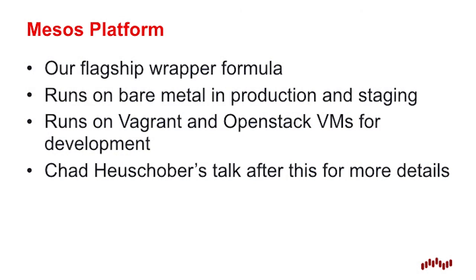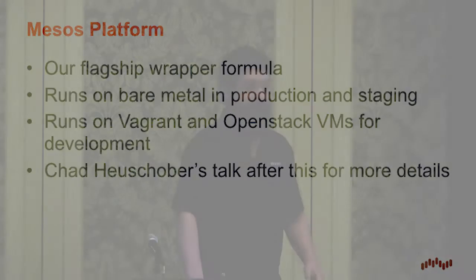And the Mesos platform was our flagship wrapper formula. It runs on bare metal in production and staging. It runs on OpenStack VMs and Vagrant for development and testing. And that uses the same pillar data, the same formulas, the same everything. So we can be sure that when we make a change to the pillar data for this platform, we're seeing the same thing in development as we're seeing in staging, as we're seeing in production.